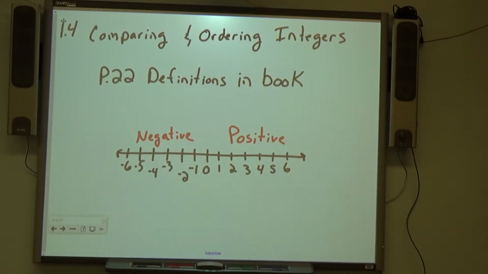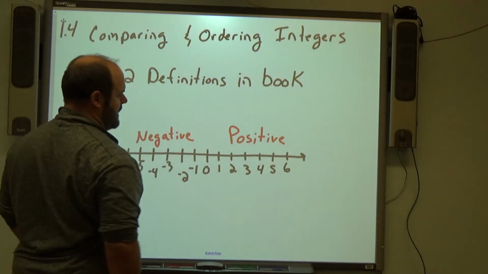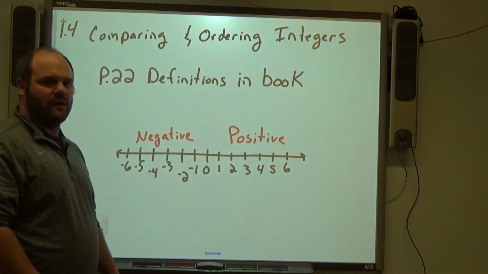Okay, we are now on section 1-4, comparing and ordering integers. If you turn your books to page 22, you will see a couple definitions. One of the definitions that you will see in there is what we call integers. And there's also a number line, kind of similar to the one I have on the board. Okay, integers are your numbers that are positive and negative. And these number lines go on forever, so it doesn't only stop at 6, it goes 7, 8, 9, all the way to what we call infinity.